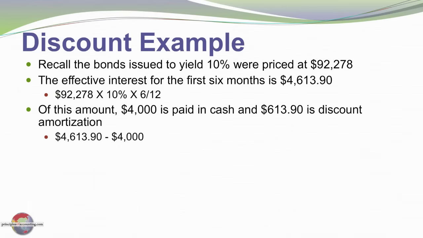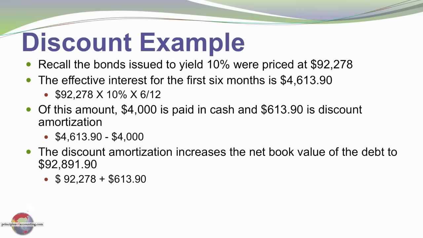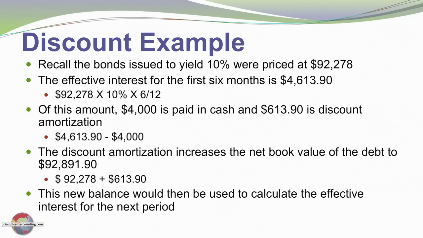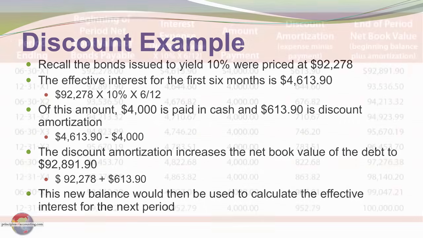That is $4,613. Of that amount, $4,000 is paid in cash. That's still our 8% stated rate calculation. The difference between the expense and the cash payment is discount amortization of $613.90, and the discount amortization increases the net book value of the debt after the first period to $92,891. That is the beginning balance of $92,278 plus $613. That new balance, $92,891.90, would become the balance on which interest expense is calculated for the next period.